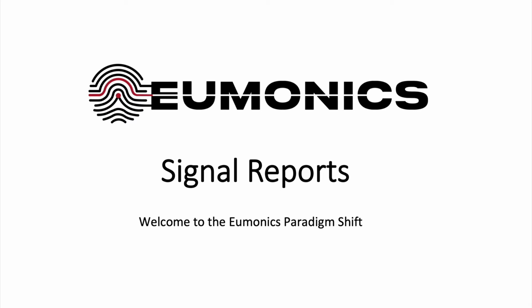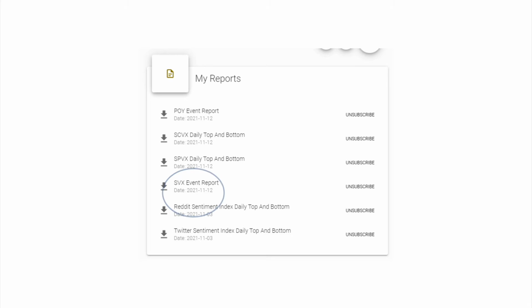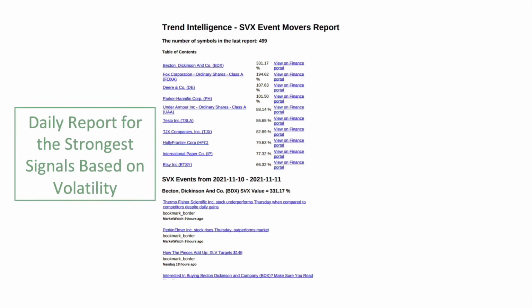And let's look also at another part of what we have in Eumonics. It's something we call signal reports. Now, in signal reports, in this particular case, we're going to look at the software volatility index event report. So as you can see here, with a simple point and click, we know quite a bit about the software volatility index event movers with this report.